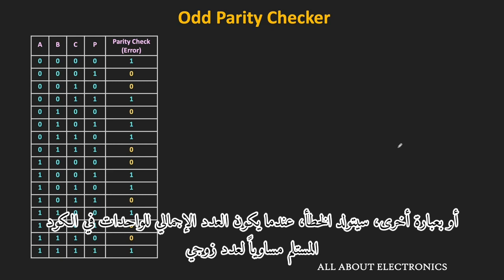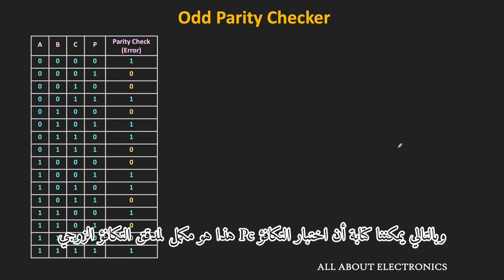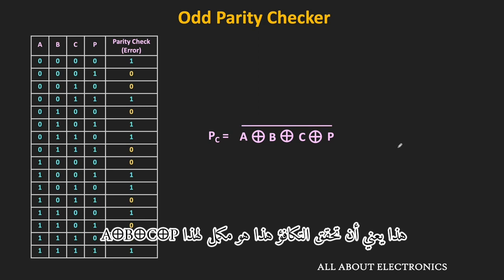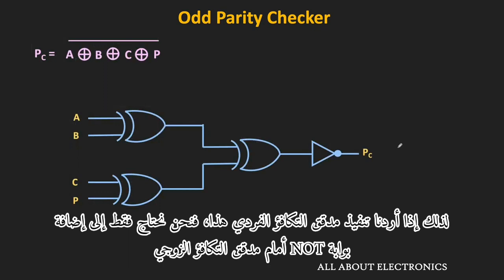So if you compare the truth table of this odd parity checker with the even parity checker, then this output column is exactly the complement of the even parity checker. And therefore we can write that this parity check PC is the complement of the even parity checker. That means this parity check is the complement of A XOR B XOR C XOR P. So if we want to implement this odd parity checker, then we just need to add the NOT gate in front of the even parity checker.